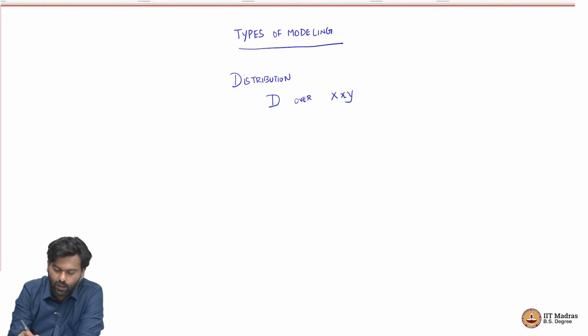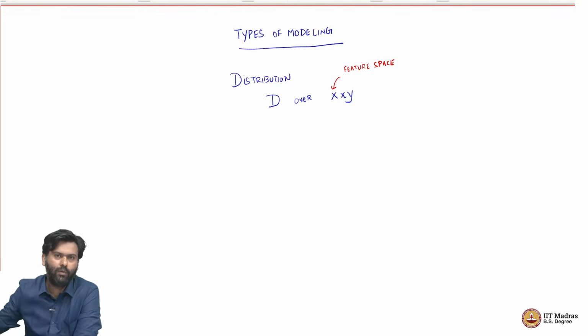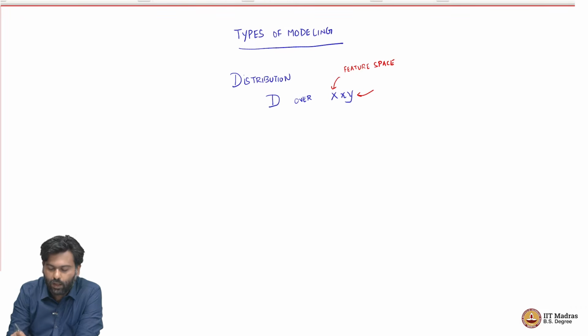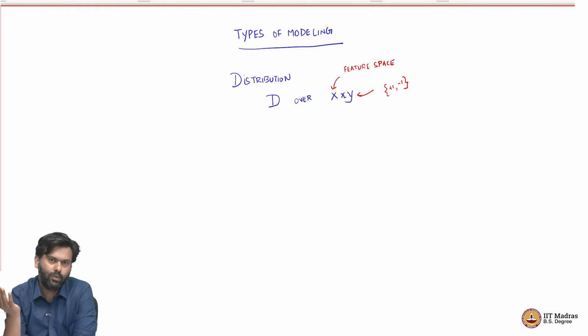What is x? Well, x is our feature space. You can think of this as, let's say, the d-dimensional space where you have d features. Your y in a classification setup could be +1 or -1. Of course, in a regression setup this would be the reals. So now what is the assumption here? Well, this is one way to assume that there is some distribution over the feature cross labels.